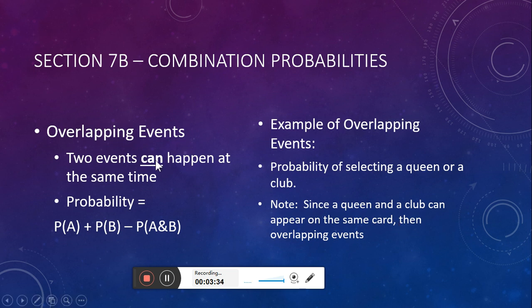Now, non-overlapping events and overlapping events have the keyword "or" that will distinguish them from independent and dependent events.